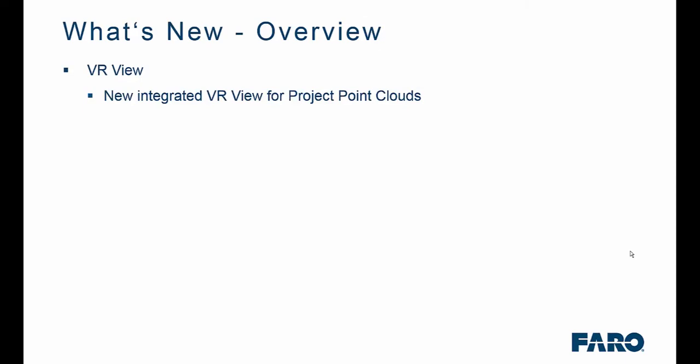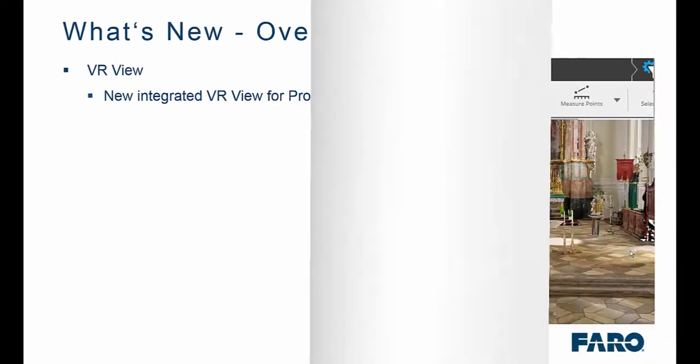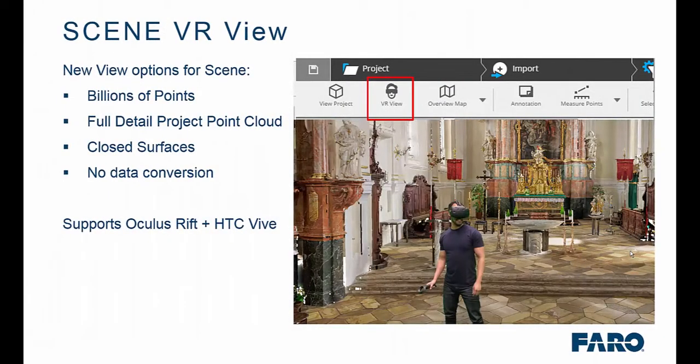To look at an overview of what we're going to cover in part 2, we're looking at the new integrated VR view for project point clouds. Within this view, we can now handle billions of points within Scene itself without having to create any extra information other than a project point cloud. If we're using a project point cloud, we'll get best results if we use the new closed surfaces feature as integrated in a previous version of Scene. And there's no data conversion.